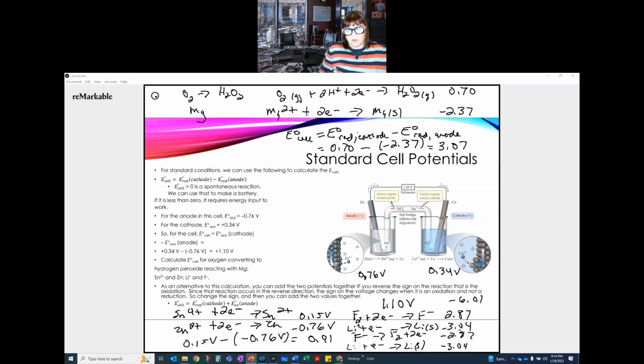Okay. Now, I did that last one as the alternative. So I said, okay, this is the one that I'm turning around. So I changed the sign on it and I added them together. The other one I did with the subtract the negative. Either one works. You just need to make sure that you're consistent in what you're doing. The way it should be. Okay?